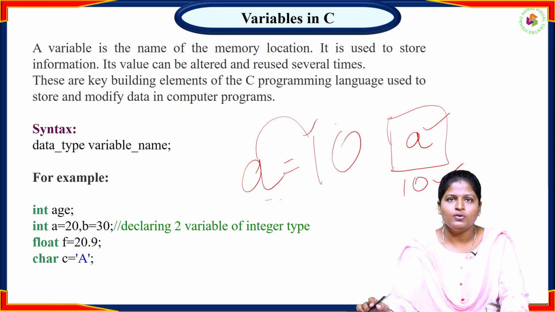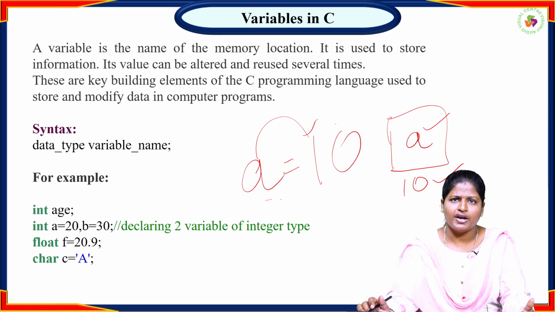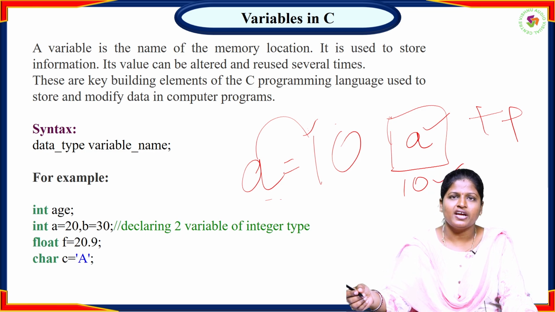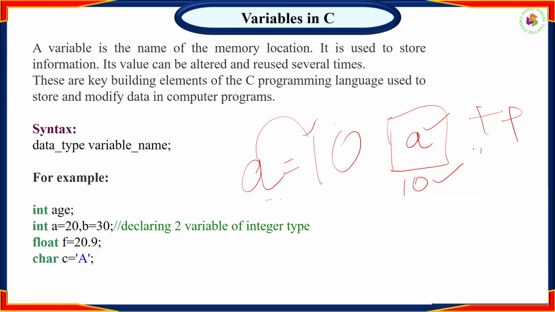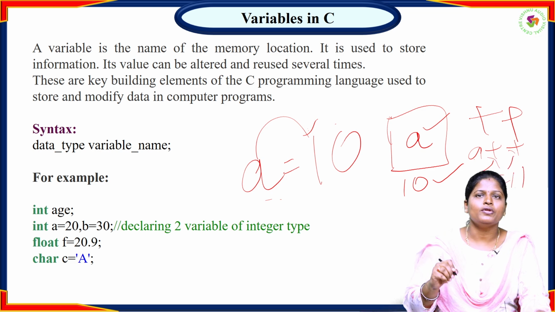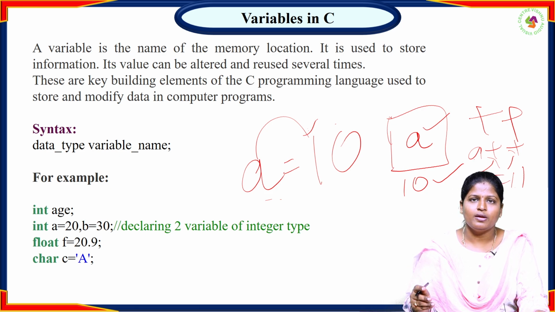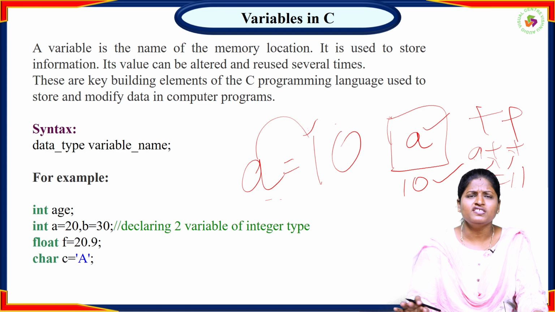And this variable value can be changed. That depends upon the program we write. We use some operators like plus plus. It indicates that whatever variable we are using, for example, I am writing A plus plus, this value of A gets incremented once. That means the A value will become 11. So, depending upon the program, the variable value can be altered or changed. This is the main meaning of a variable.